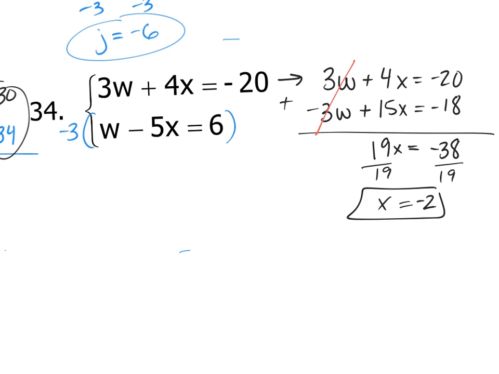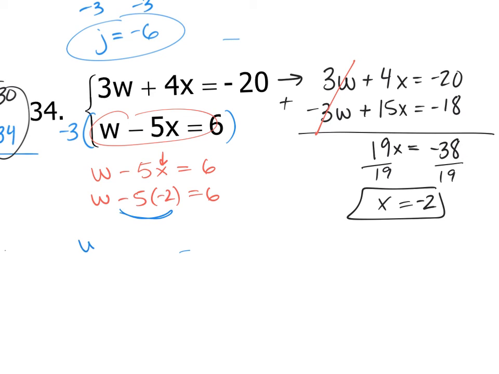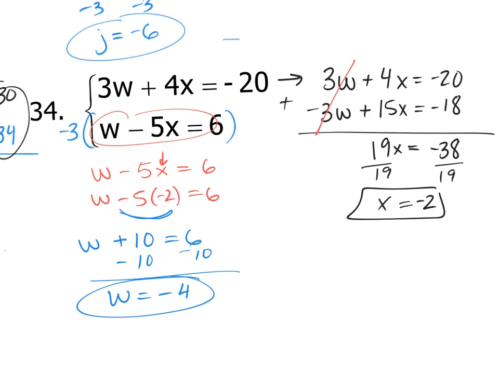Let's plug that x is negative 2 back into my bottom equation. I'm just going to pick the bottom because it's a little bit easier with that w all by itself there. So my x is negative 2, so I have w minus 5 times negative 2 equals 6. So that means I really right here have w plus 10 equals 6. If I subtract 10 from both sides, that means I have w equals negative 4 for my answer for w.